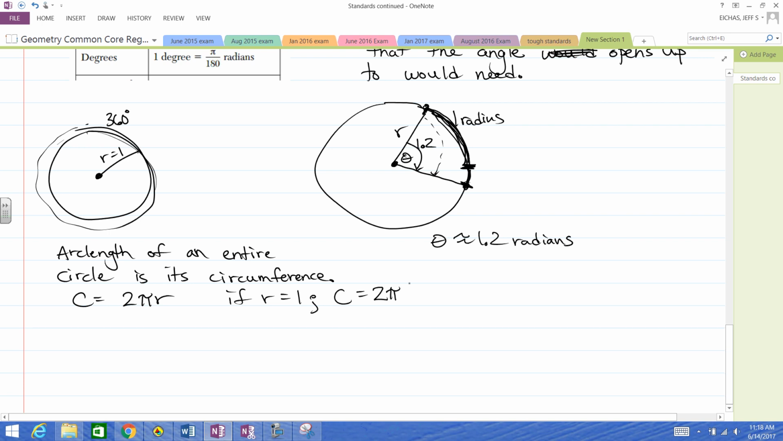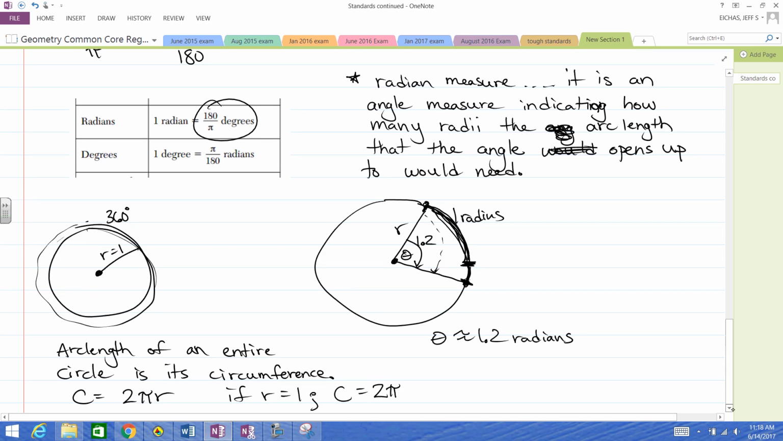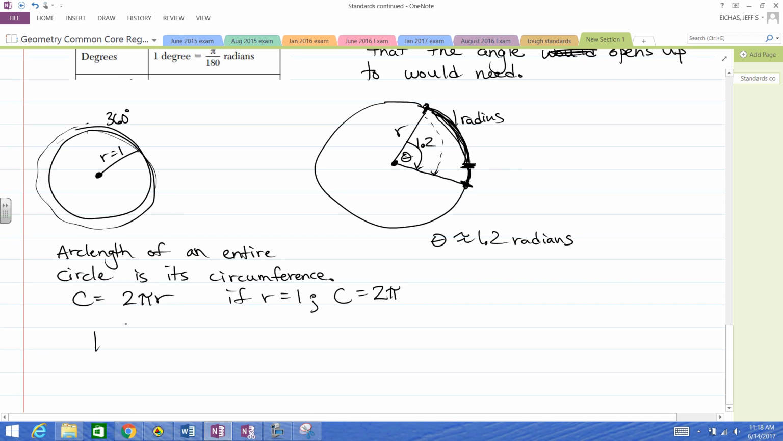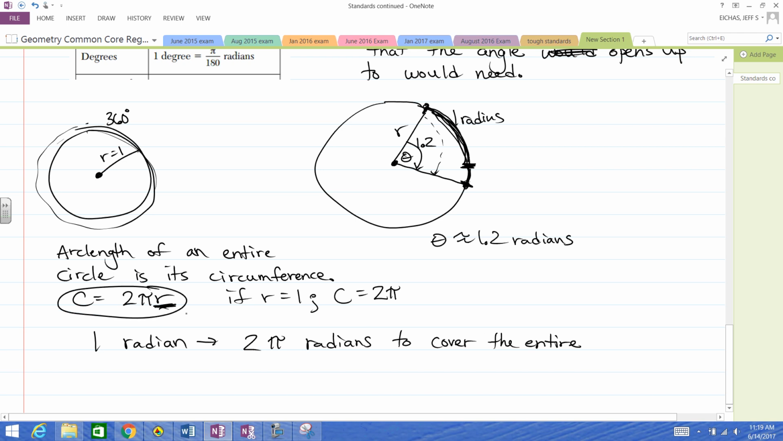Now, the circumference is also, if you look at an angle measure, the arc angle measure, 360 degrees. So we're really trying to connect these here. Now, the constant of proportionality for 1 radian, right? We need 2 pi radians to cover the entire circle. Why? We need 2 pi radii to go around the entire circle.